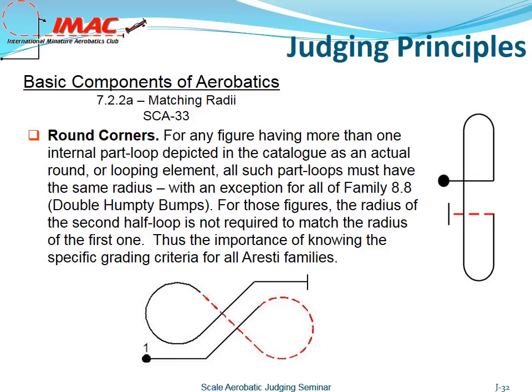Round corners. For any figure having more than one internal part loop depicted in the catalog as an actual round or looping element, all such part loops must have the same radius. An exception for all of family 8.8 double Humpty bumps. For those figures, the radius of the second half loop is not required to match the radius of the first one. Thus the importance of knowing the specific grading criteria for all aresti families.